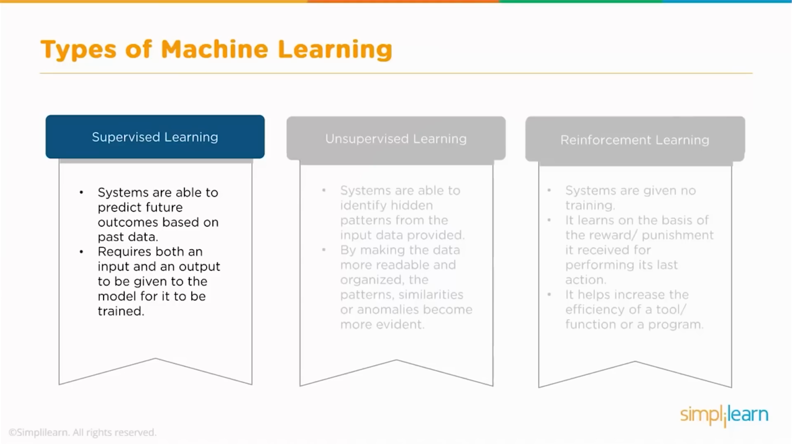Types of machine learning, and like I said on the last slide, this is very important. This is very important. If you decide to go in and get certified in machine learning or know more about it, these are the 3 primary types of machine learning. The first one is supervised learning. Systems are able to predict future outcomes based on past data. Requires both an input and an output to be given to the model for it to be trained.